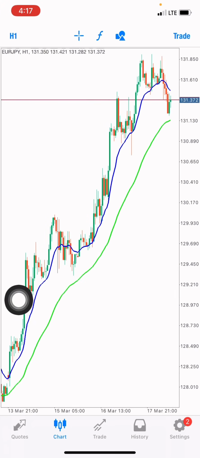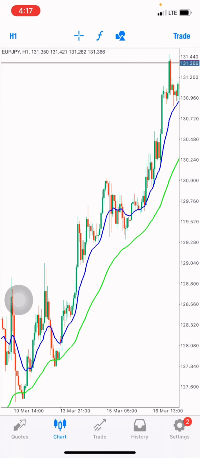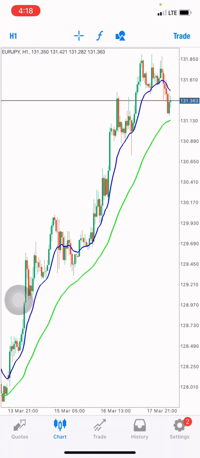So guys, that's like the simplest way to use the moving average, and that's how we can apply the moving average on our MT4, or on our MetaTrader 4. And this is the same way you can apply your moving average on your MT5. But more videos are coming in, guys. So let me give you another example.